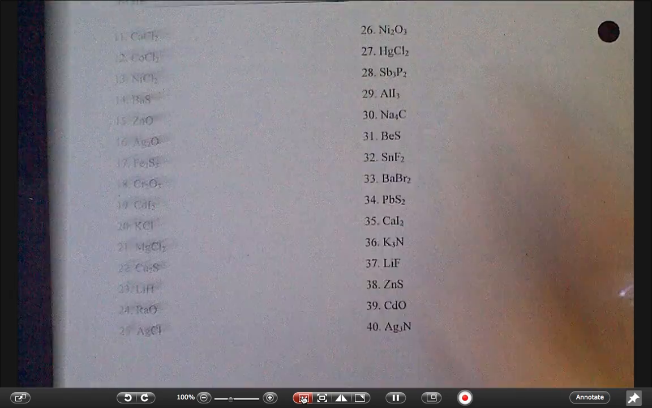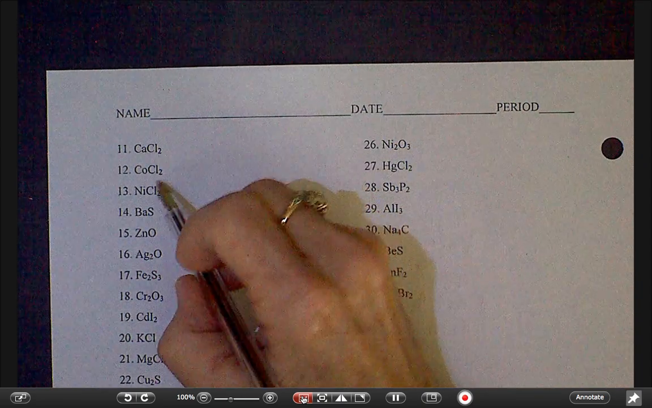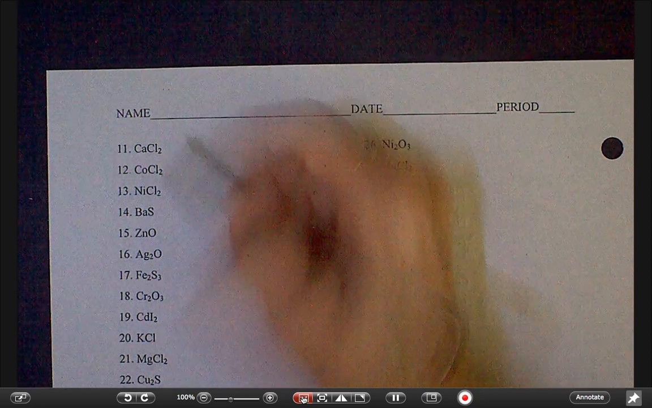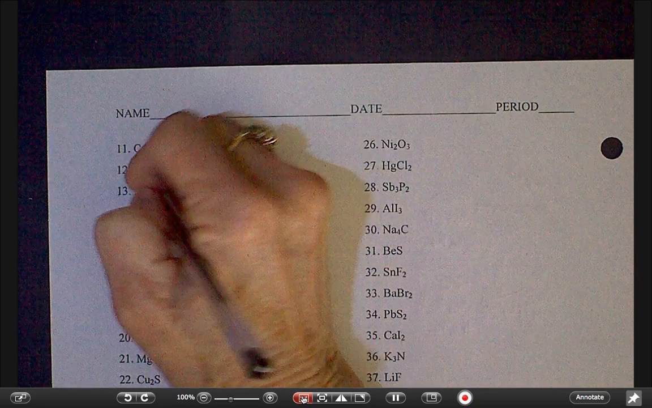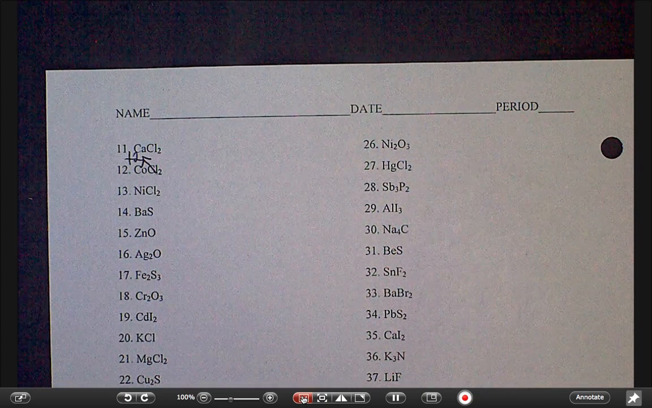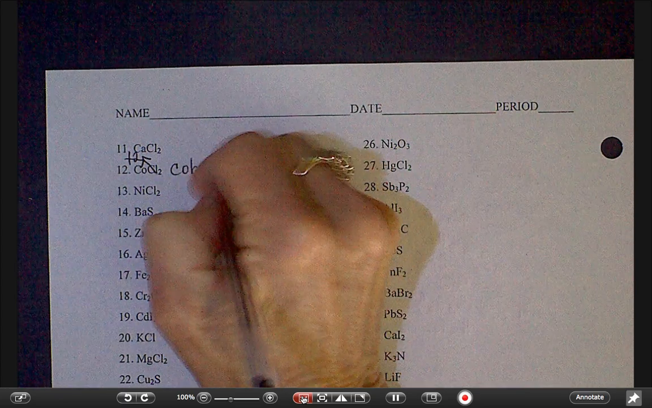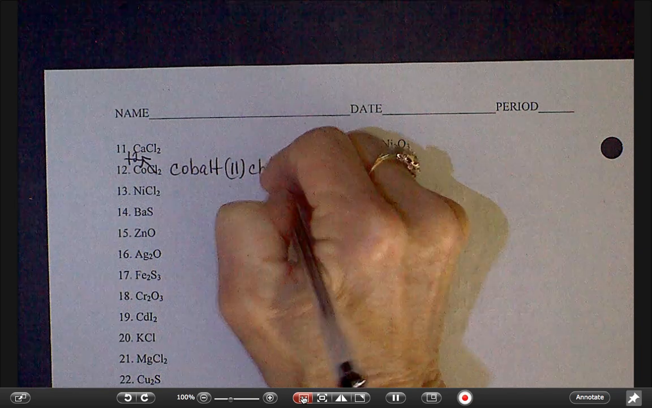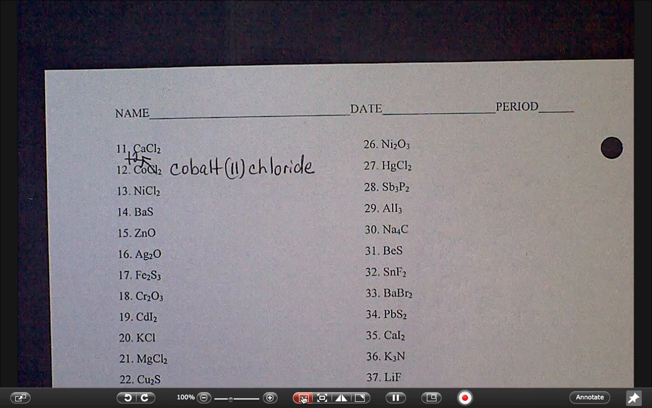Let's go to number 12. I want to do it again. Cobalt is a transition metal. I don't know its charge, but I know where the 2 came from, so I undo the crisscross. What was cobalt? Plus 2. So its name is cobalt 2 chloride. Would that be the same for 13? Yes, ma'am.